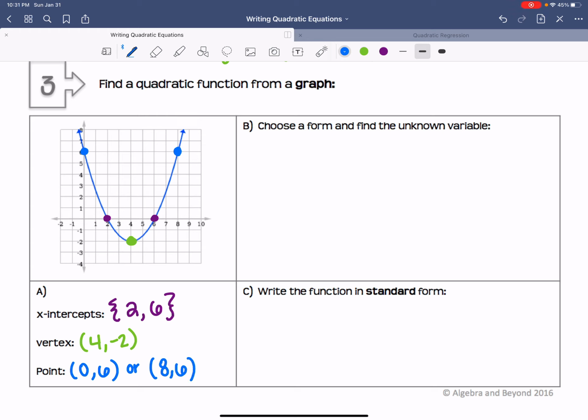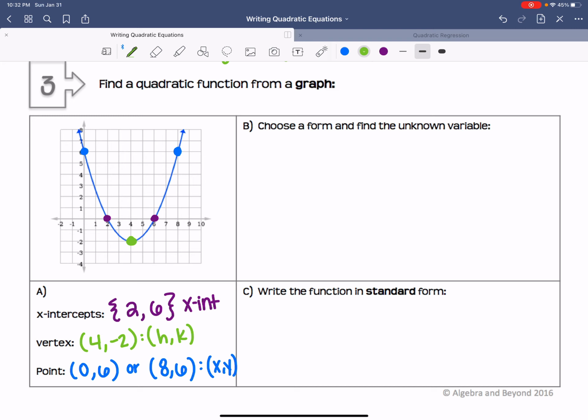And then just want to remind you that these are both x-intercepts, which is already written, but the vertex is h, k. And then the two points that we had are just x, y when you're plugging them into an equation. So then we can choose whichever form we want to use because we have the vertex and we have the x-intercepts. So we could use vertex form or intercept form for this one. I'm going to show you both ways.